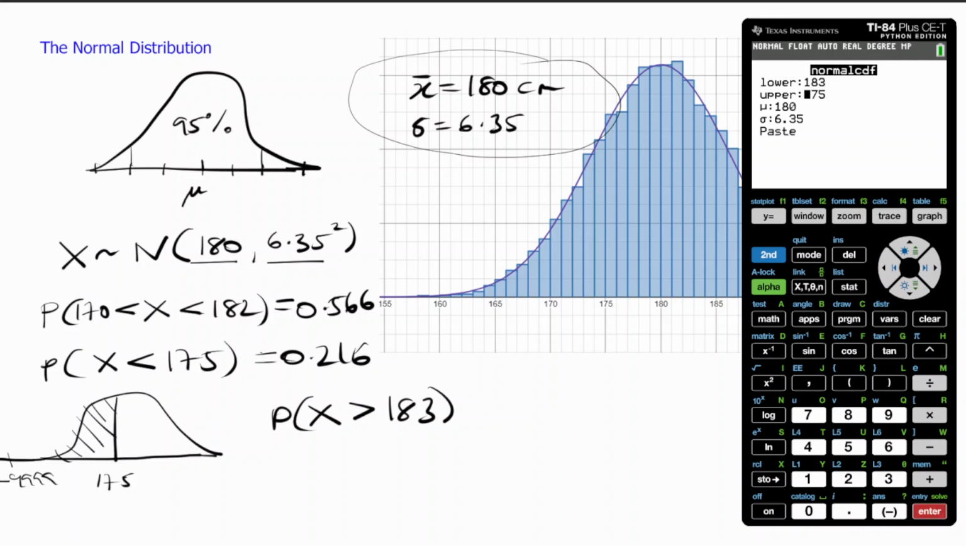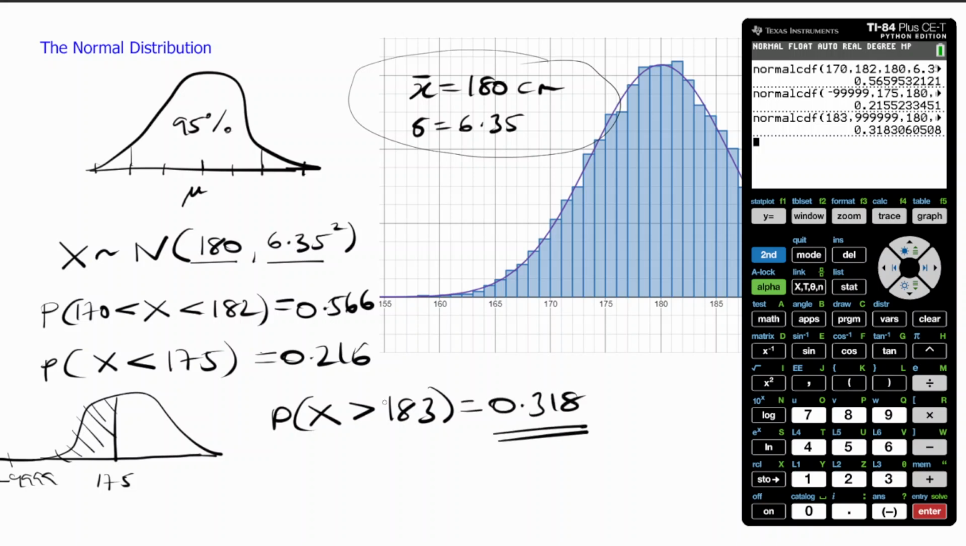And my upper number is going to have to be a really large number to the right of all the data. So I'm just going to use loads of 9s on the end. So I'm way off the scale. Mean and standard deviation is the same. Enter. So the probability is 0.318.